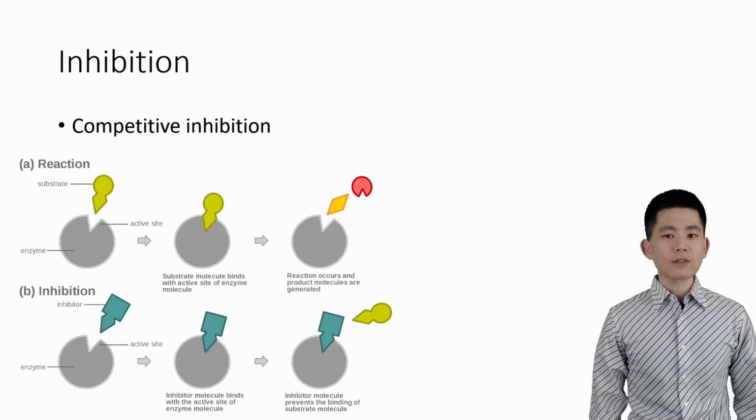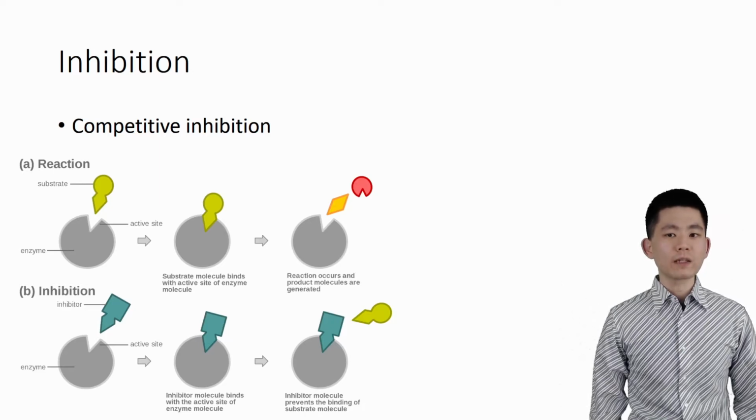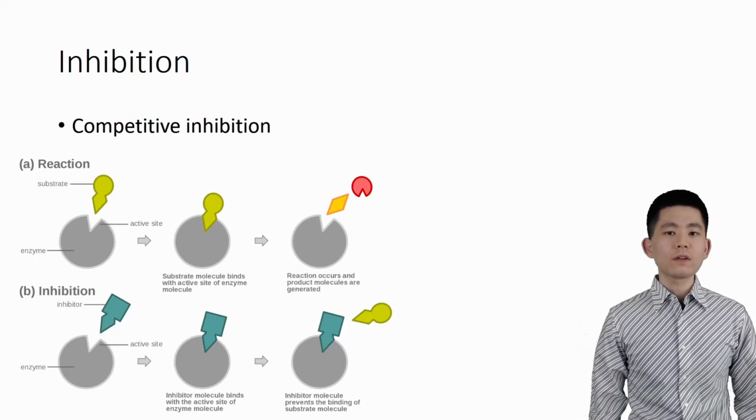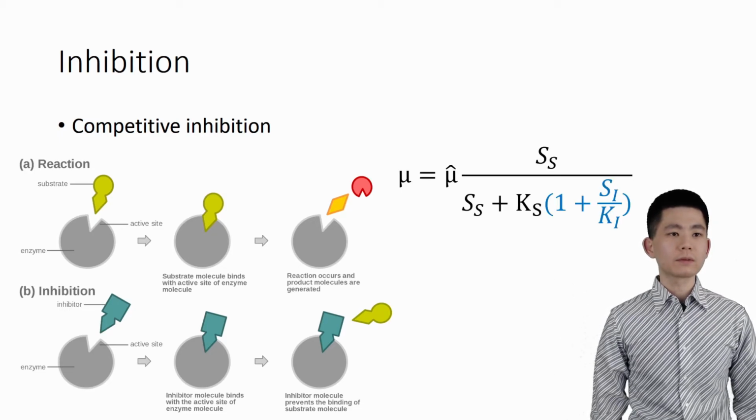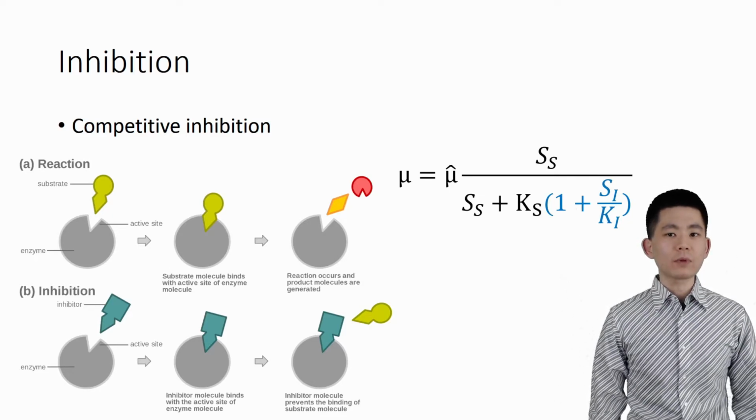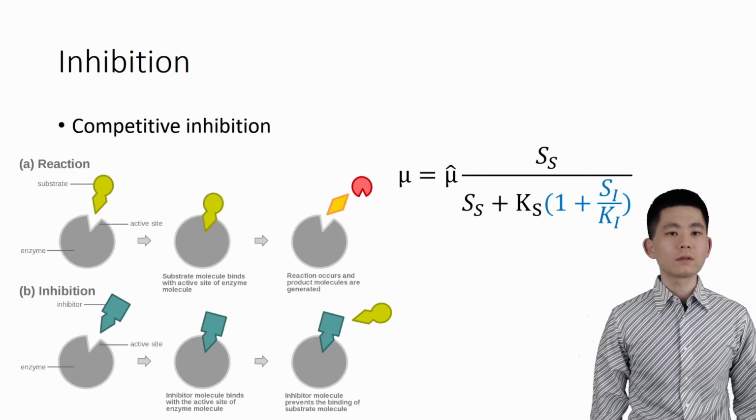But if the substrate concentration is far higher than the inhibitor concentration, the effect of inhibitor on substrate binding is negligible, and the binding sites are constantly bound to substrates. Therefore, the maximum growth rate is not affected by the inhibitor. We can use this competitive inhibition function to modify the Monod equation. The inhibition function increases the K sub S in the denominator, therefore decreasing the growth rate.